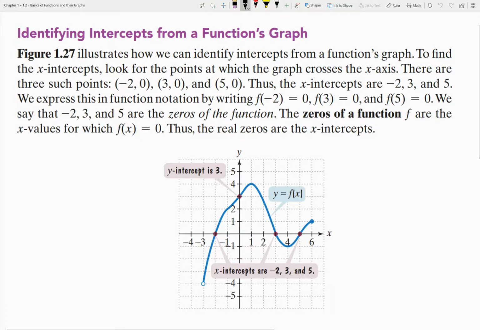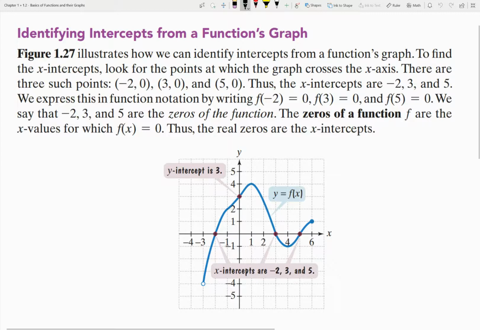You can't just say intercept though. If you're going to list the intercepts by just their number, you have to specify whether it's an x-intercept or a y-intercept. Because the y-intercept, well, they're both, 3 is a y-intercept and an x-intercept. But still, remember that the x-intercept is (3, 0), while the y-intercept is (0, 3).